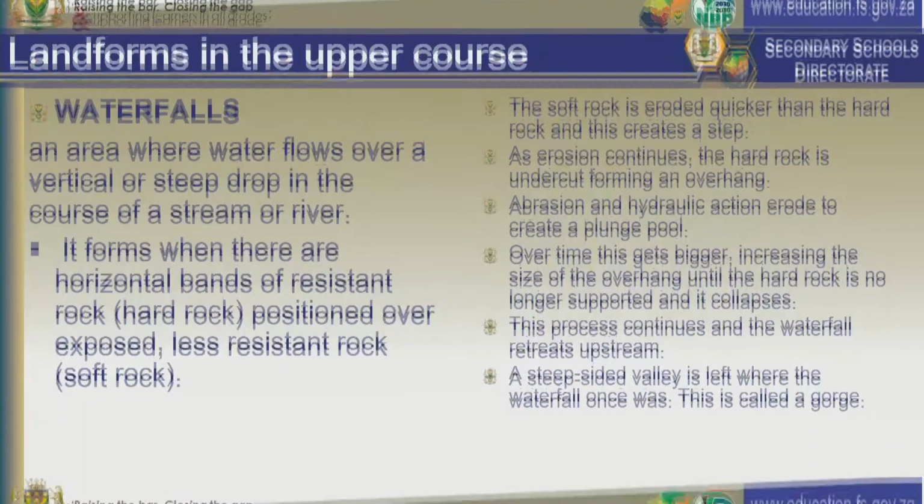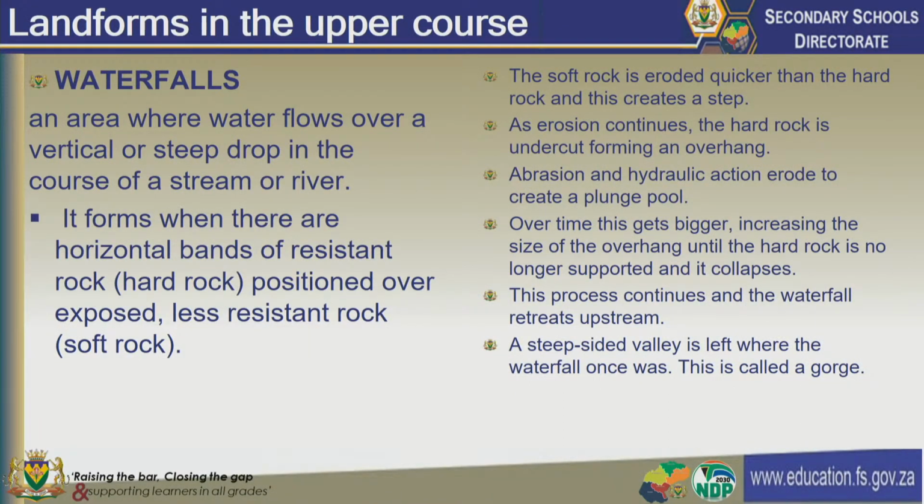Let's move on. Now, the other important landform that you find in the upper course is the waterfalls. I think it's self-explanatory. It's water that is falling. As you explain it, you say it's an area where water flows over a vertical or steep drop in the course of a stream or river. Most importantly, it's water dropping from a high elevated area to a lower area in the course of the river. It forms when there are horizontal bands of resistant rock.